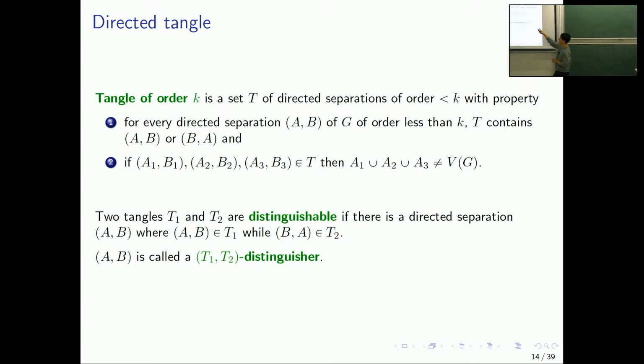But here it is quite complicated to define with the induced graph, because for any separation we have arbitrary edges from one side, right? So how do we describe these edges? To avoid that, we just say that the union of three small parts will not be the whole vertex set. And two tangles are distinguishable if there is a distinguisher. It's the same.